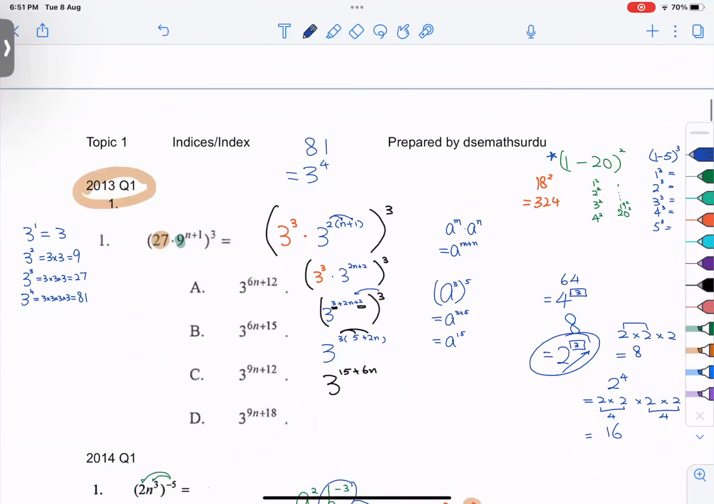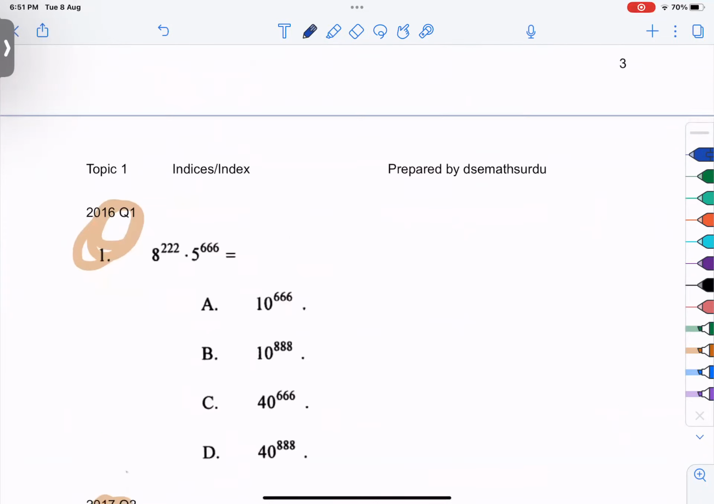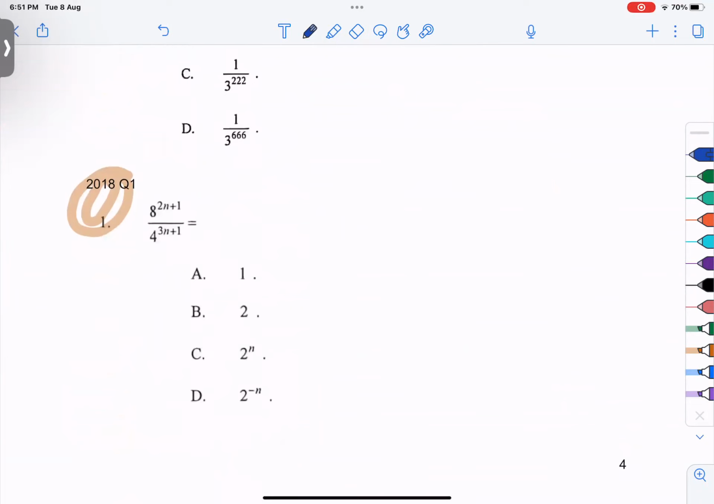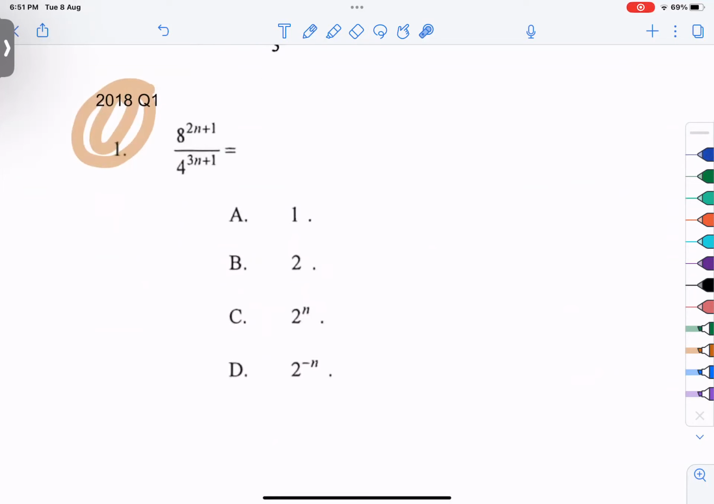Hard? Yes. So can we try this question, 2018, first? Can 8 and 4 be replaced by something with the base of 2, because these are the options. 2 to the power of what is 8? 3. Yes. And then how about for 4?